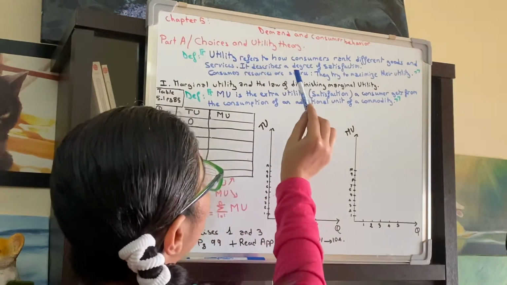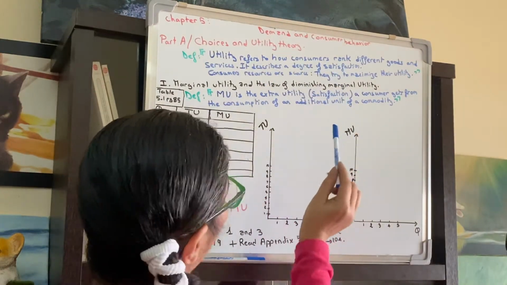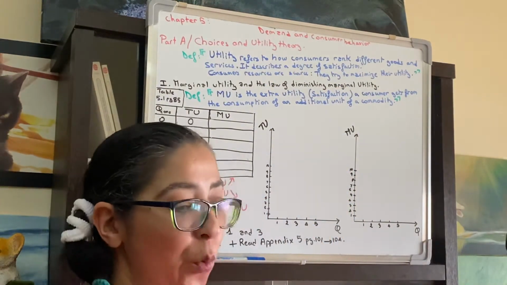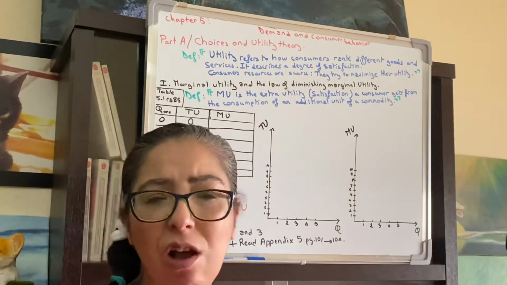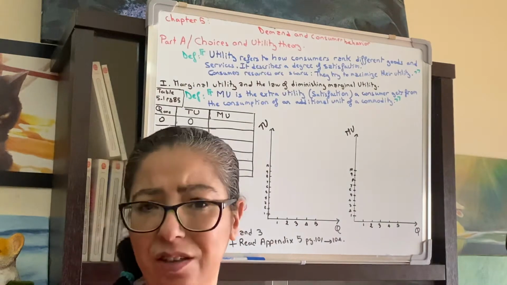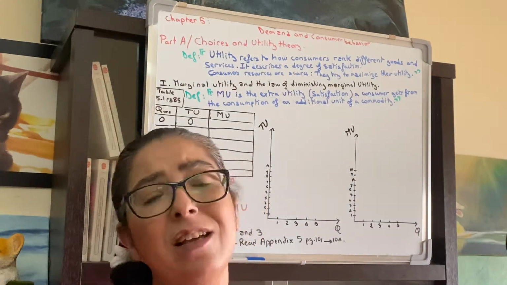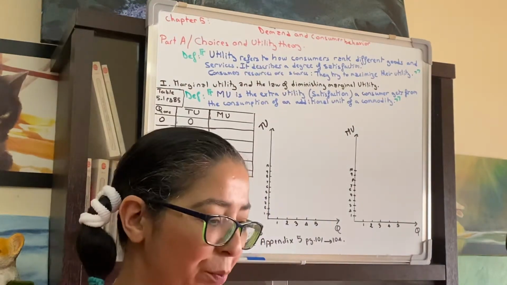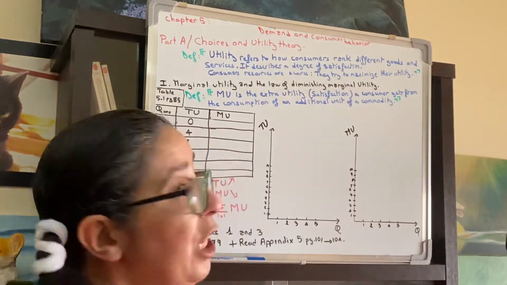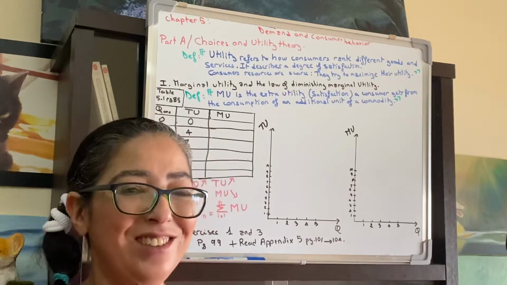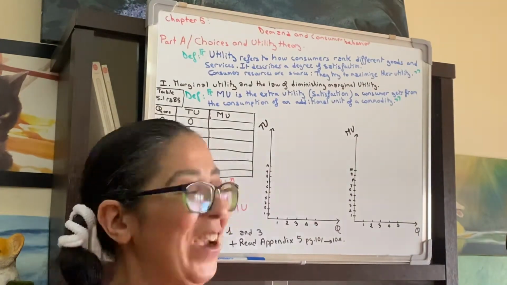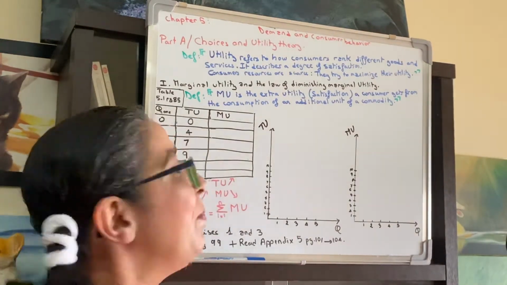It describes a degree of satisfaction. Okay? When I consume something, I have a degree of satisfaction. I'm more gonna focus on food and drinks today because it's easier to explain with that. Okay? You consume something, you have a degree of satisfaction. You like it. Okay? That's utility.